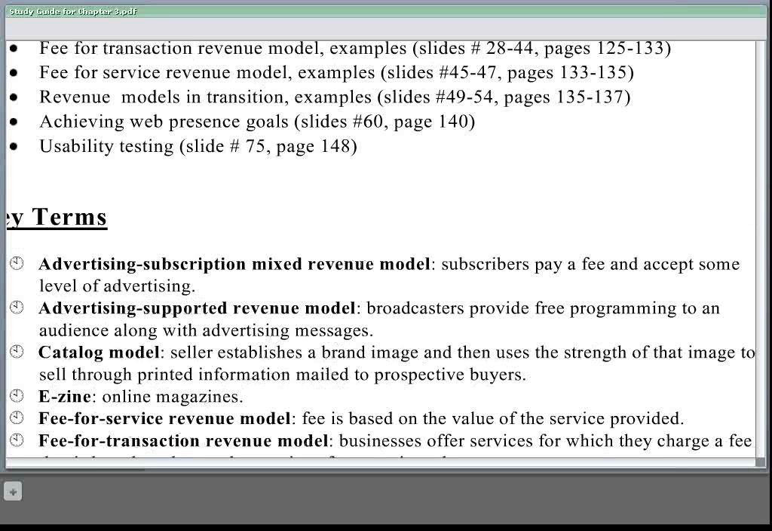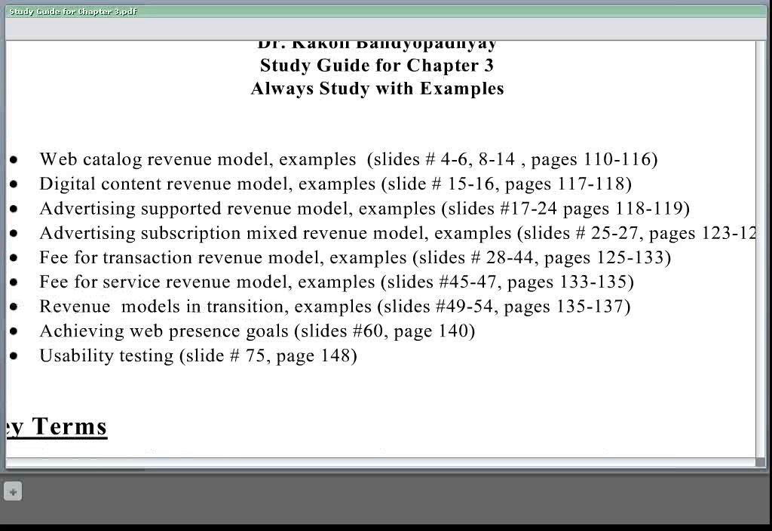First of all, what is a revenue model? It's a combination of strategies and technologies used by a business to generate cash flow from the customer. And there are different types of models, and you need to know the differences between web catalog model, digital content model, advertising supported, advertising subscription, fee for transaction, fee for service, all these different types of revenue models.